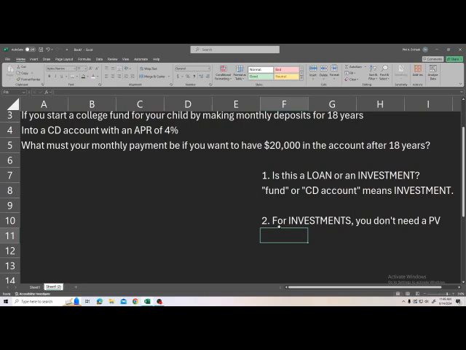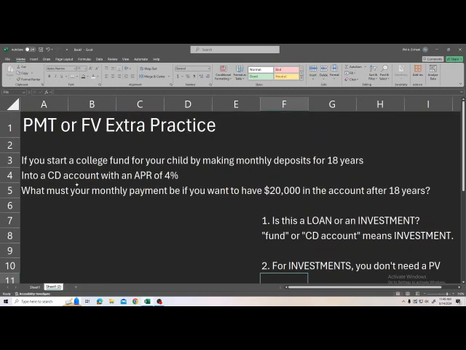To figure out if we have a principal value, we'll have to be careful about reading the question. Let's look for an amount of money that's mentioned. In line 3, we have no amounts of money written. In line 4, we only have a percentage, that's not an amount of money. And in line 5, we do have an amount of money. However, this amount of money, $20,000, is the amount we want to have later on. So that $20,000 refers to future value.